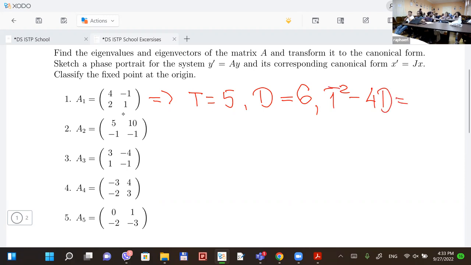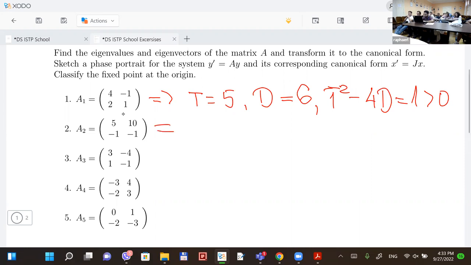25 minus 24 is 1. So the eigenvalues are real. We have two real different eigenvalues. So the type of the fixed point is unstable node.